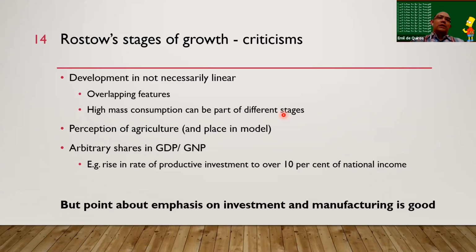Like in the Philippines, you go to certain regions or certain cities like Makati, BGC, there's affluence, there's mass consumption, but at the same time, we're still a bit backward because there's still no advanced manufacturing. So different elements of the different models can exist at different stages. No? So there are overlapping, and it's not necessarily linear. Again, high mass consumption can be part of different stages.